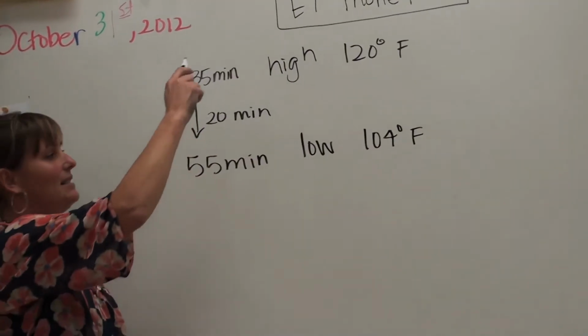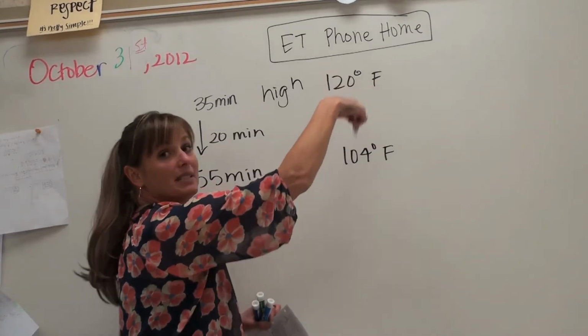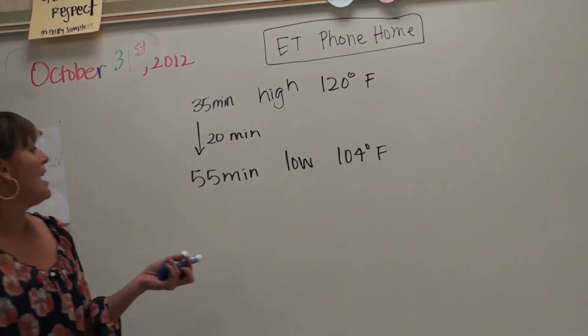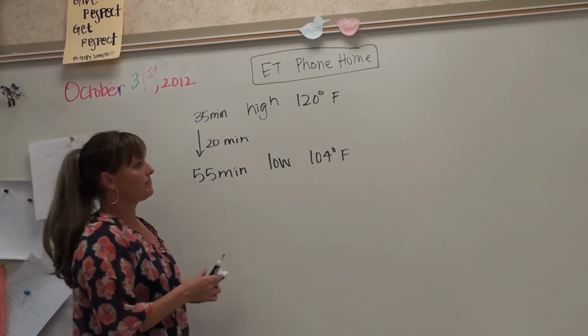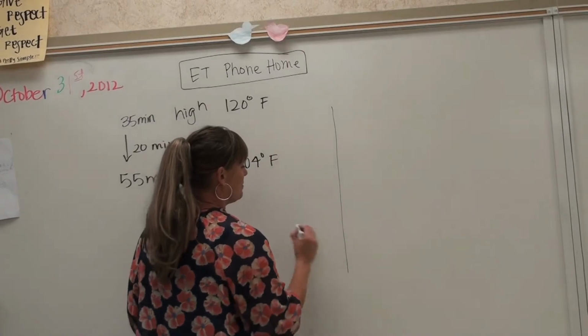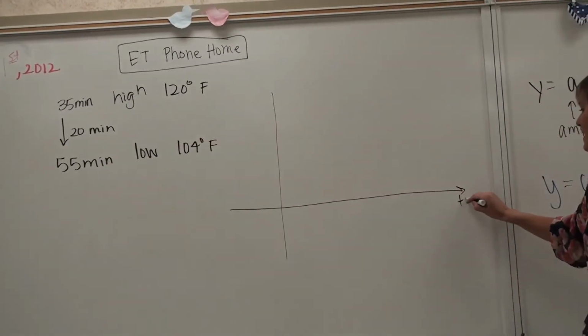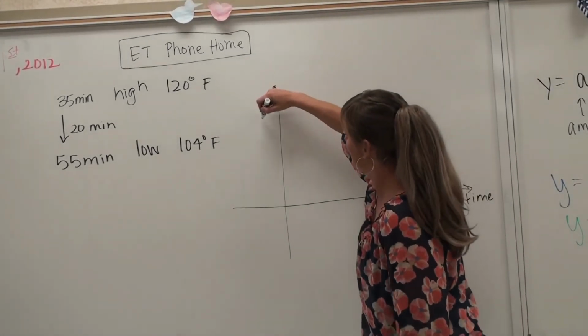So what's going to happen is his body temperature is just fluctuating between this low and this high, up and down, up and down, up and down. So we have to come up with the equation, and then we can figure out at any time what his temperature is going to be. So we're going to put that on an xy axis. Normally we're always going to let x represent our time, and we are going to let, in this case, y represent our temperature.